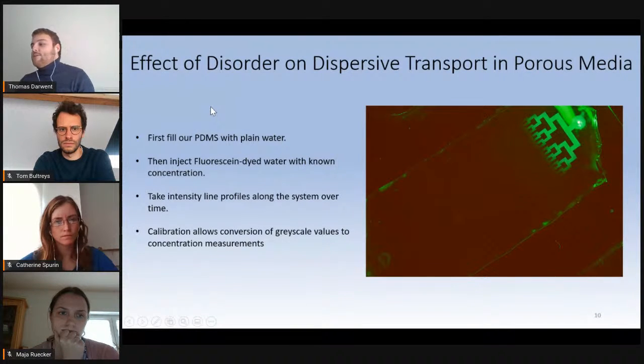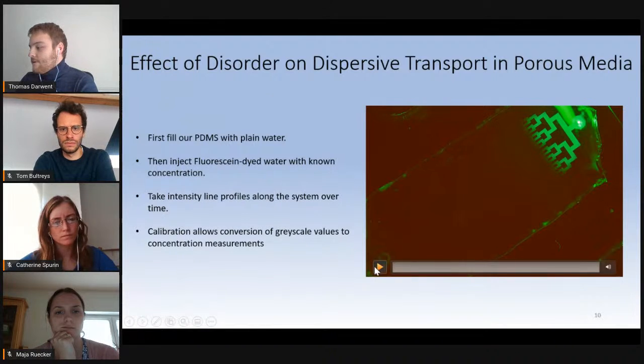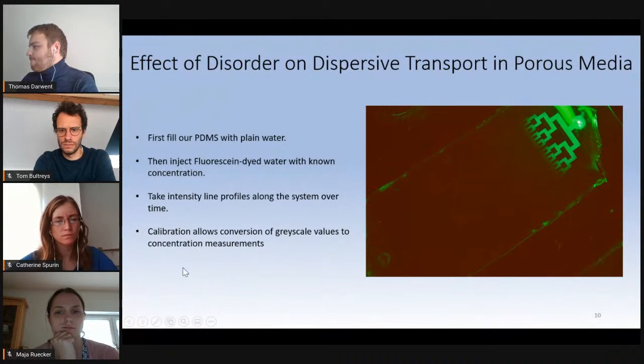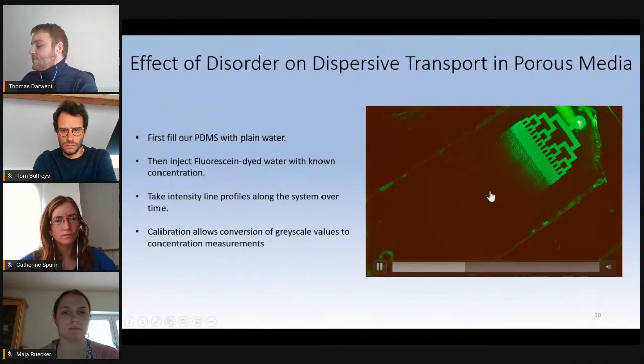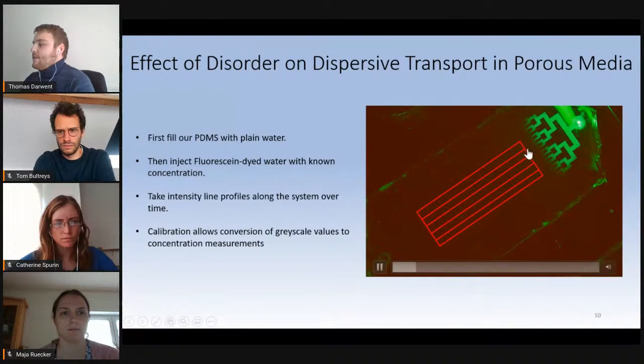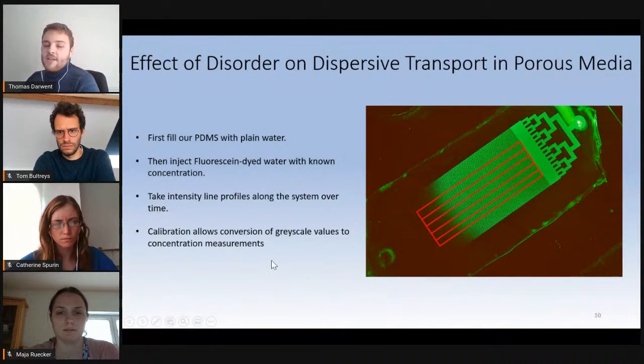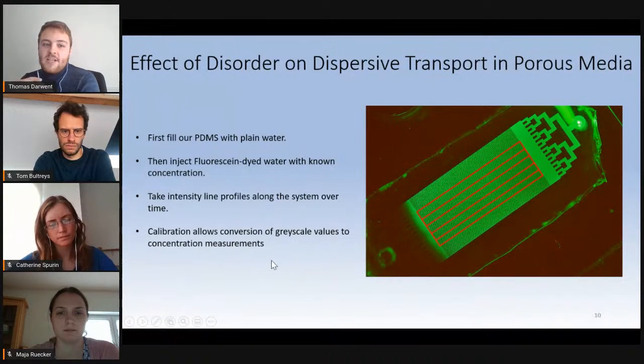So what we do is we have our PDMS system again, and this time it's rectangular rather than radial. We fill it with some plain water, and we inject some fluorescein dyed water with a known concentration, as you can see here. Just like this. This is a time-lapse image. What we do is then we take intensity line profiles along the length of the chip. We take more than this amount of lines, it's usually about hundreds. And if you've calibrated the system, you can know from the intensity of certain areas what the local concentration is at that point.